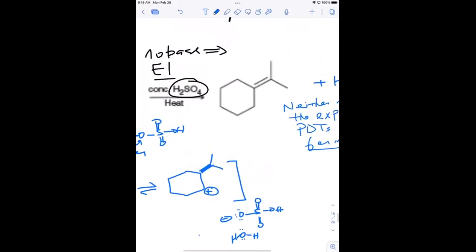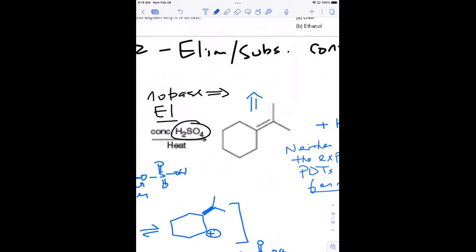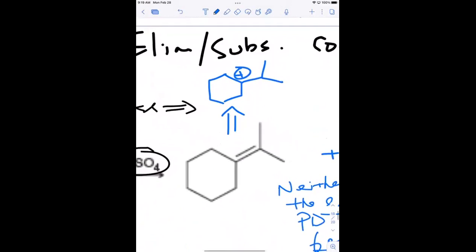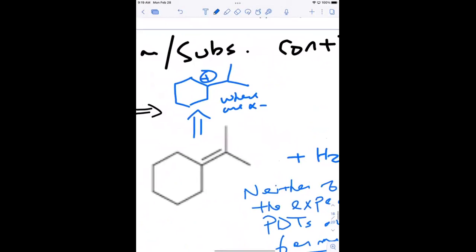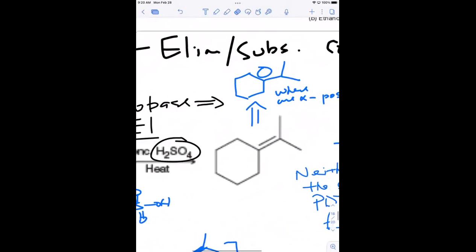Right, let's think about this in reverse terms. What would I do with this if the plus charge was right there? Which proton would I pull off? In other words, where are my alpha positions for this carbocation? Is there one? Go ahead, Tia. I heard you getting ready to say something. Is there one to the right? Right here, and right here, right?